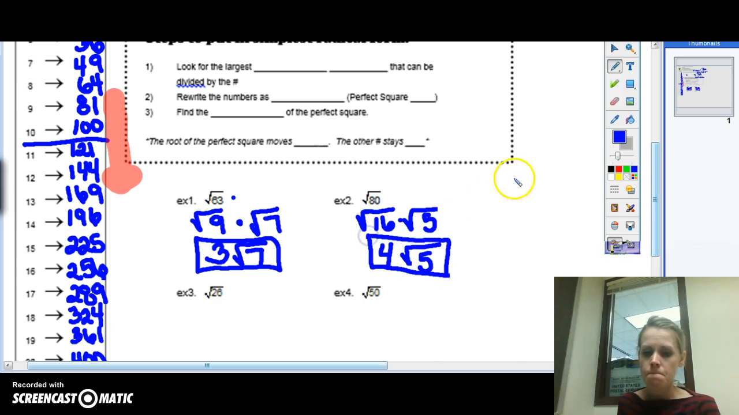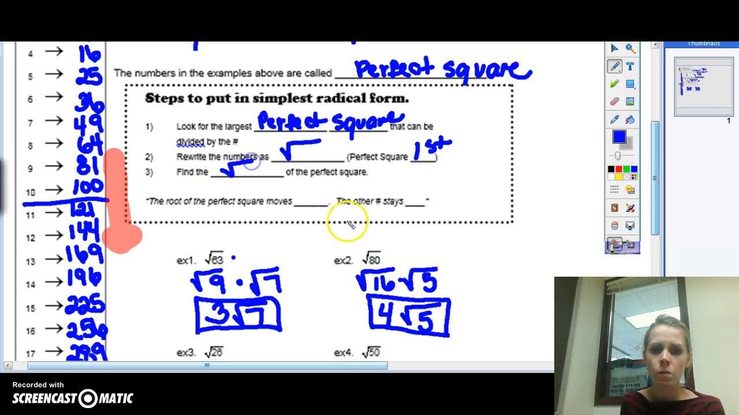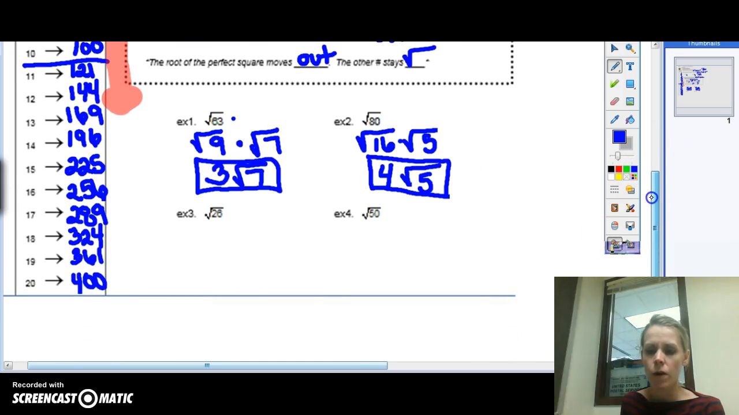Okay? All right, so I'm going to go back up here. Look for the largest perfect square. That's what you do first. That's what we just did down below. That can be divided by the number you're looking at. You're going to rewrite the numbers as radicals. Perfect square always goes first. 9 was my perfect square, so I did 9 times 7. 16 was my perfect square, so I did 16 times 5. Then you're going to find the square root of the perfect square. That comes out. Okay? Out. The other number stays in. Okay? So you're always going to have one out, one in.